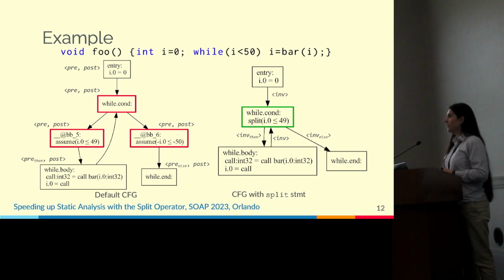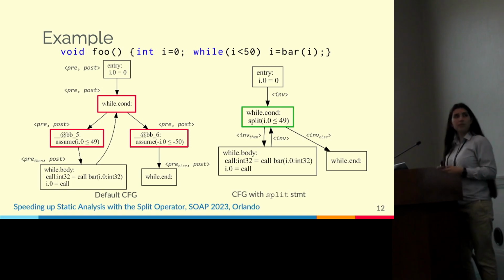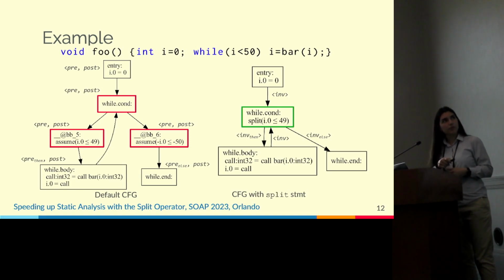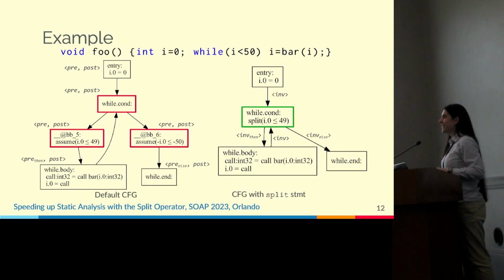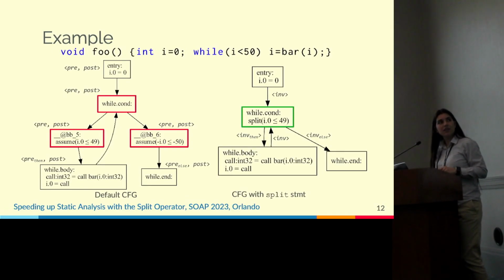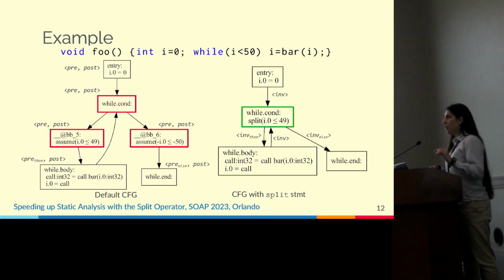So I have a question on the left-hand side, the assume statement. You have I0 less or equal to 49 on the left-hand side, and less than or equal to minus 50 on the right-hand side. Why is it minus 50?